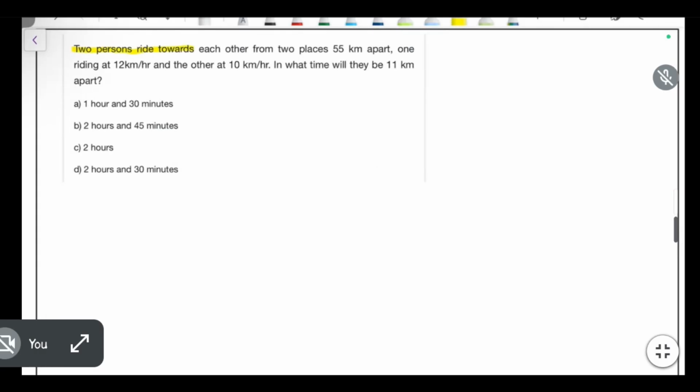Two persons ride towards each other. That means they are traveling in opposite directions. Two places 55 kilometers apart. I'll just draw that figure, okay? There are two persons here, A and B, and they are 55 kilometers apart. Let me assume that A is traveling at a speed of 12 kilometers per hour, and let me assume that B is traveling at 10 kilometers per hour.